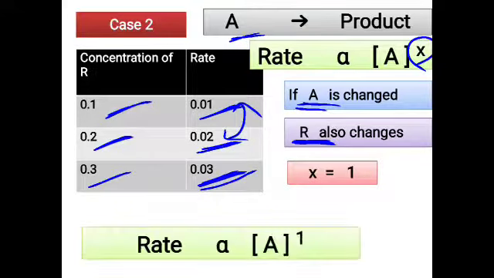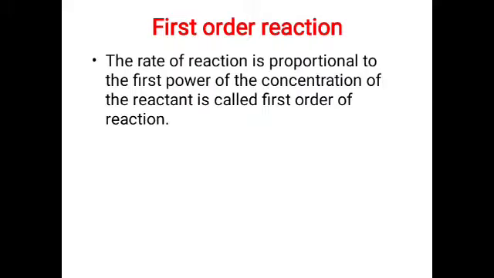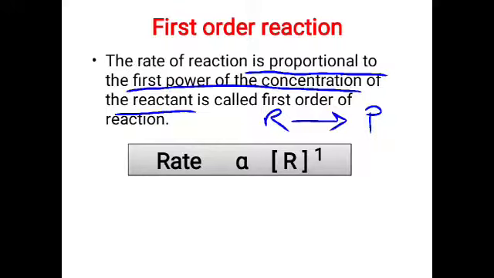So we could write down the rate as directly proportional to concentration of A to the power 1. So here you can see that the rate is directly proportional to the first power of concentration of the reactant. So such types of reactions are named first order reactions. So we can define a first order reaction as a reaction whose rate is directly proportional to the first power of the concentration of the reactant. So suppose your reactant is R giving the product, we could write down rate is directly proportional to concentration of R to the power 1, where you find that if you increase the concentration of the reactant, there is an increase in the rate as well.